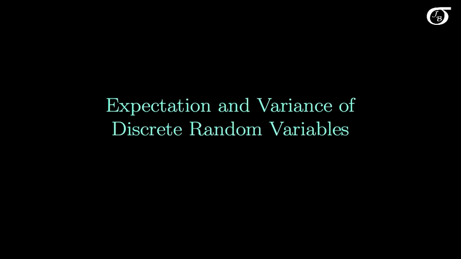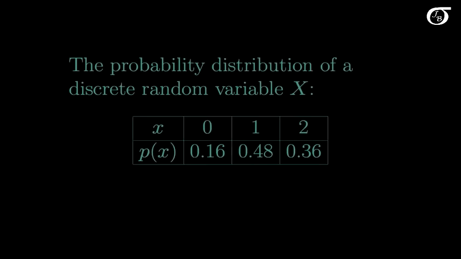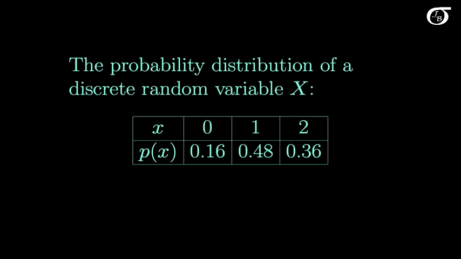Let's look into the expectation and variance of discrete random variables. Here's an example of a probability distribution for a discrete random variable x that we're going to work with a little bit later on in this video. Capital X represents the random variable. Lowercase x is representing the values the random variable can take on. So here our random variable x can take on the values 0, 1, or 2.